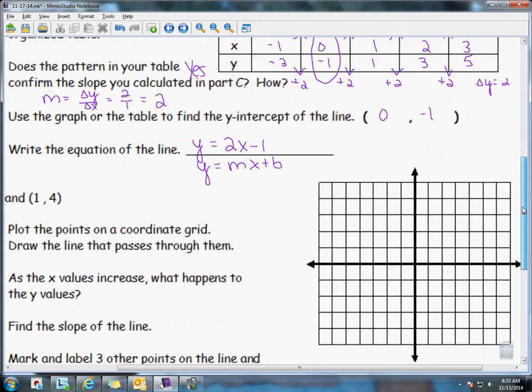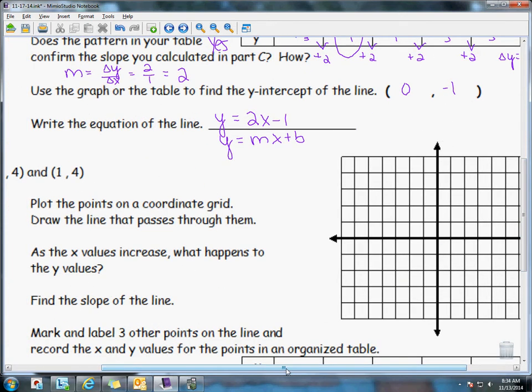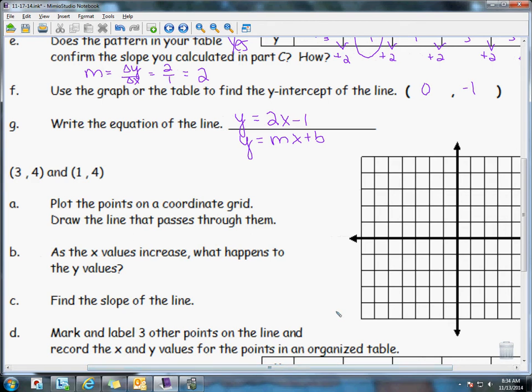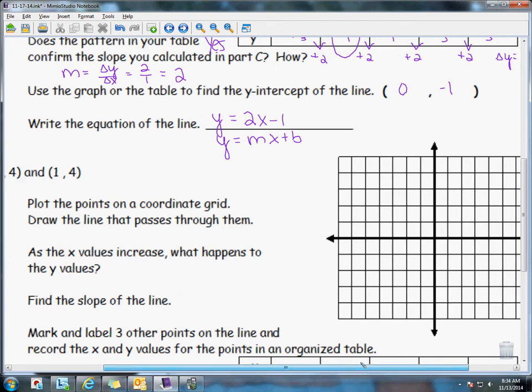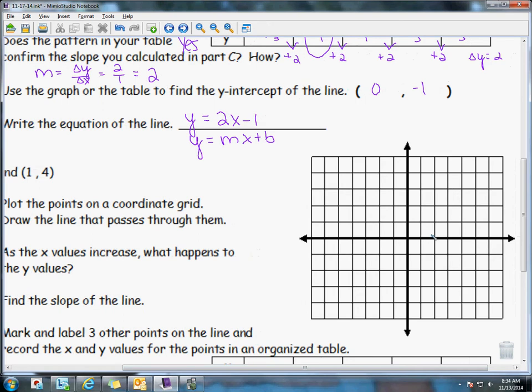All right, example number 3. We have the points (3, 4) and (1, 4). So over here I'm going to plot (3, 4). 1, 2, 3, 1, 2, 3, 4. And (1, 4). So 1, 1, 2, 3, 4.